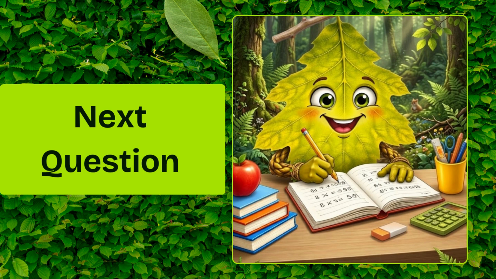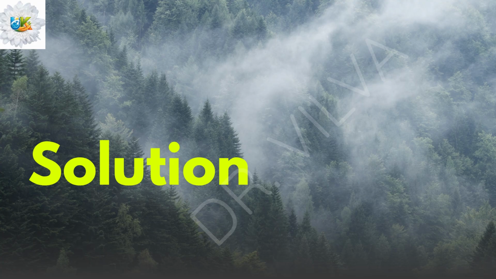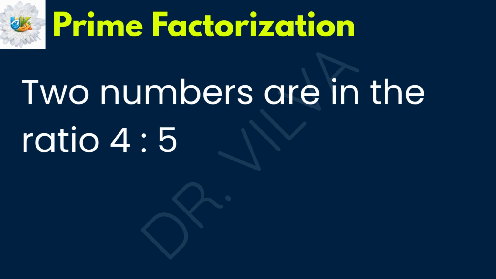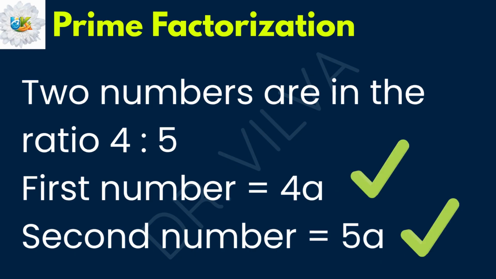This one is a little tricky. The question is, two numbers are in the ratio 4:5 and their HCF is 11. We have to find LCM of these numbers. Let us look at the solution. Since the two numbers are given in ratio, we cannot just take them as it is. That is, we cannot take 4 and 5. Instead, we represent them as 4a and 5a, where a is their common factor.